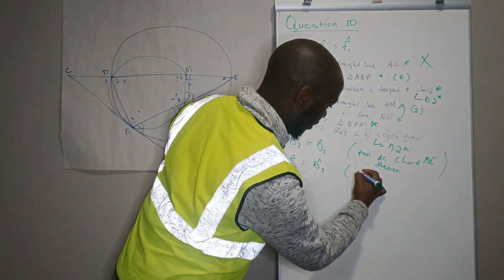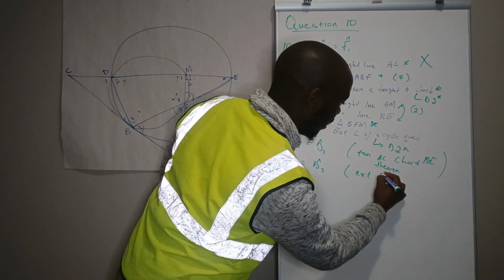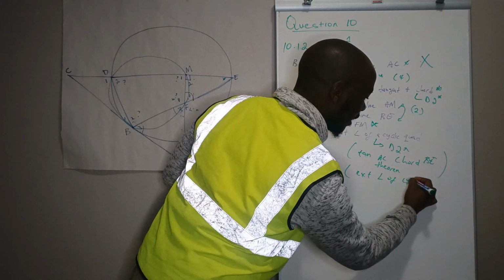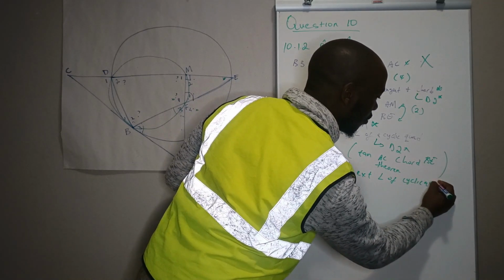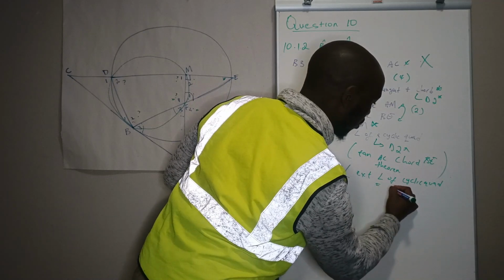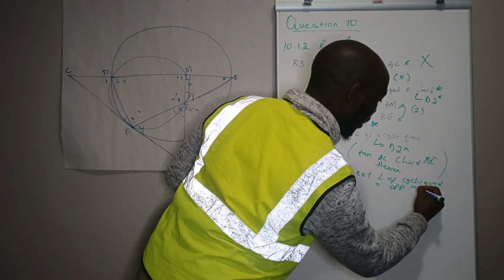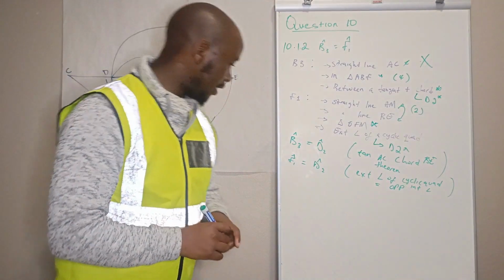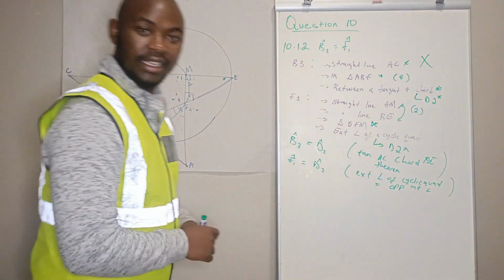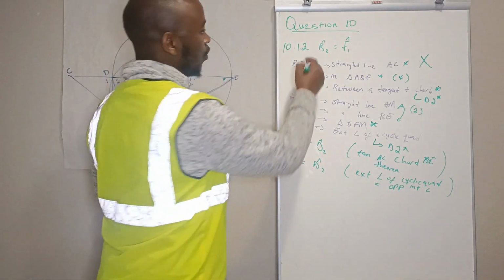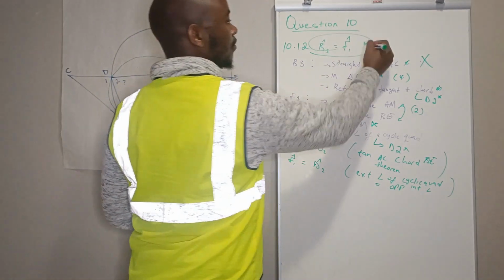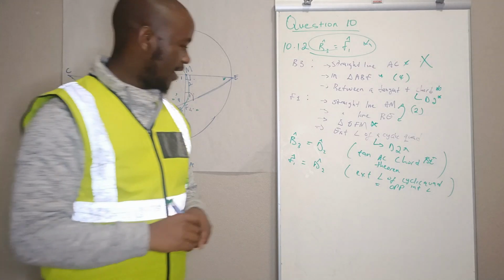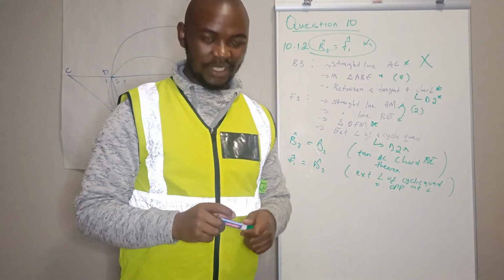This is the exterior angle of a cyclic quad, which is equal to the opposite interior angle of that cyclic quad. So therefore B3 is equal to F1. We have just proven this. That's it. Let's move over to the next question.